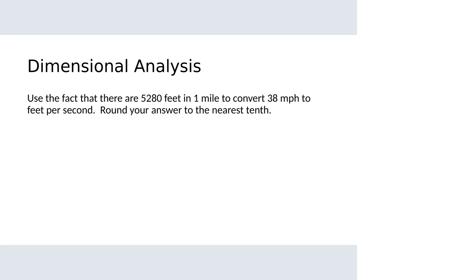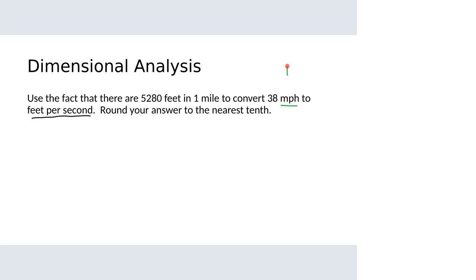Use the fact that there are 5,280 feet in 1 mile to convert 38 miles per hour to feet per second. A lot of times in a physics class, speed will be given in feet per second. We don't use feet per second in day-to-day very often, but in a physics class, it would certainly be typical. Miles per hour is more what we would be working with.